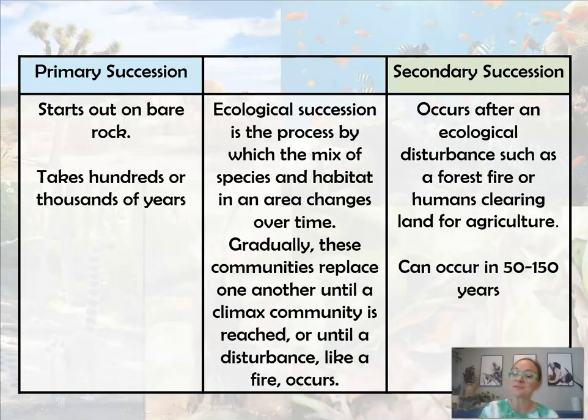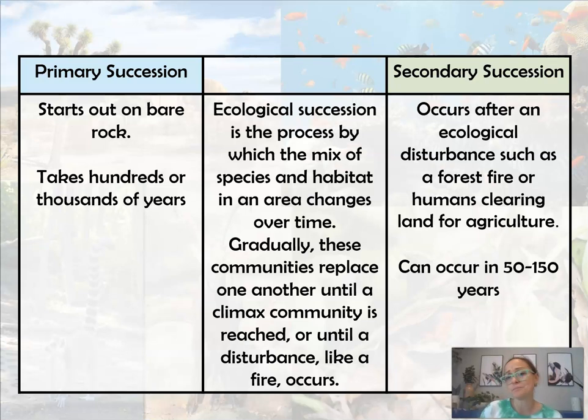When we compare and contrast primary and secondary succession, we find that they both are the process of species and habitat changing over time in an area, eventually reaching a climax community. But the differences are that in primary succession, it starts out on bare rock and will require a pioneer species such as lichens, and primary succession can take hundreds or thousands of years, whereas secondary succession occurs after some kind of ecological disturbance, such as a forest fire.